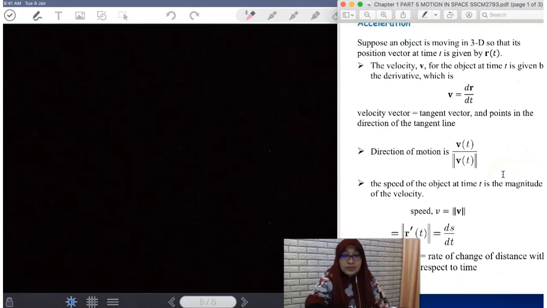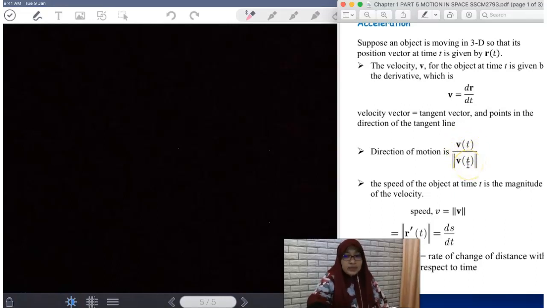We can also determine the direction of that motion, where the formula is the unit vector. This is the unit vector of the velocity vector. As we know, for any vector, there must be a unit vector of that particular vector. So in this case, you have the velocity vector. What is the unit vector of the velocity vector? It is v over its magnitude.